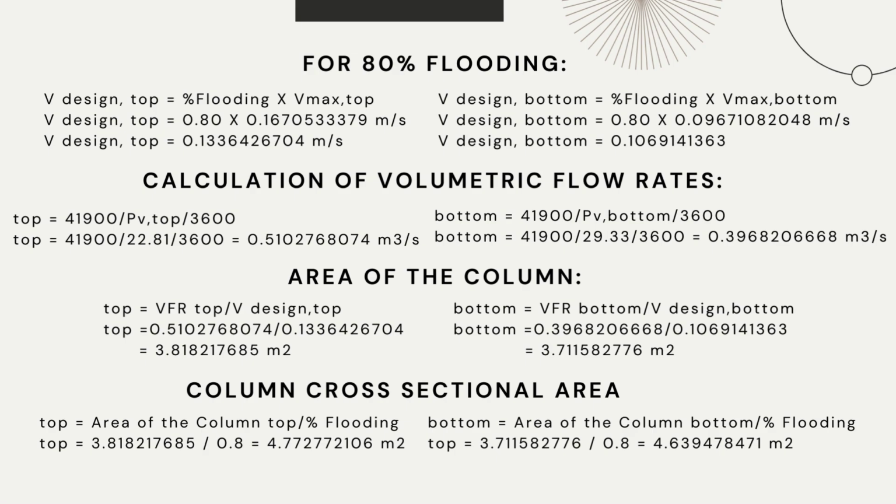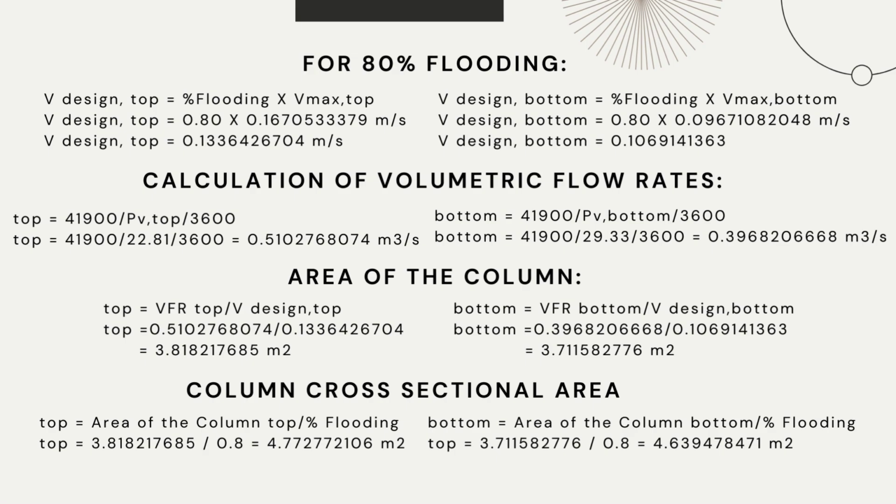And then next is the area of the column. So the top is equals to the VFR of the top over the V design top. So our top is equals to 3.8118 meters squared. So for the bottom is VFR as well, but for the bottom, then over the V design bottom. So our bottom is 3.71 meter squared, sorry, not meter per second. So column cross-sectional area.